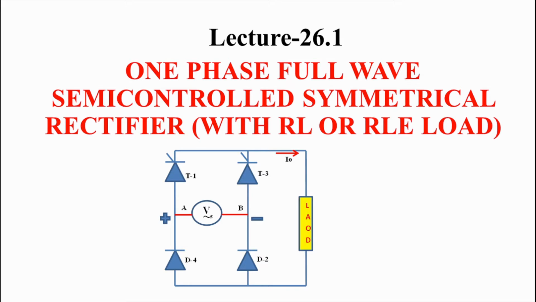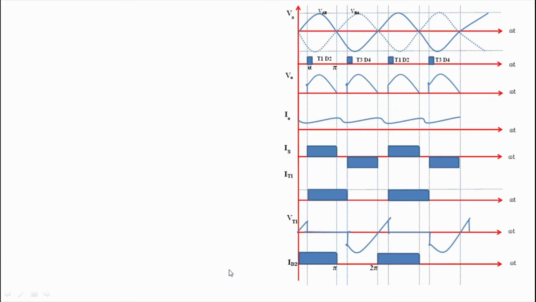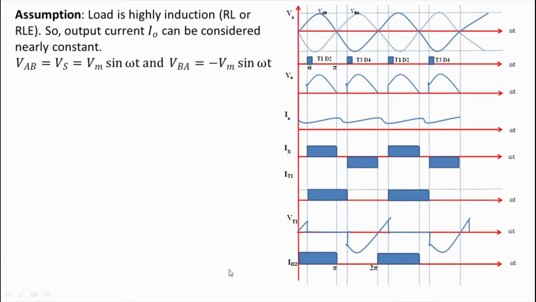In this lecture, we will see the circuit operation and waveforms of one-phase full-wave semi-controlled symmetrical rectifier with RL or RLE load. This rectifier is semi-controlled because it has two thyristors and two diodes. Both the thyristors have common cathode. Here it is assumed that load is highly inductive. That's why output current I0 can be considered constant.